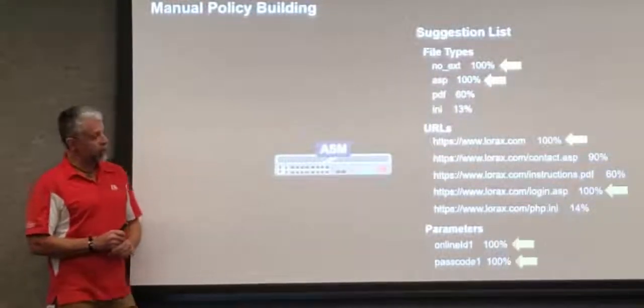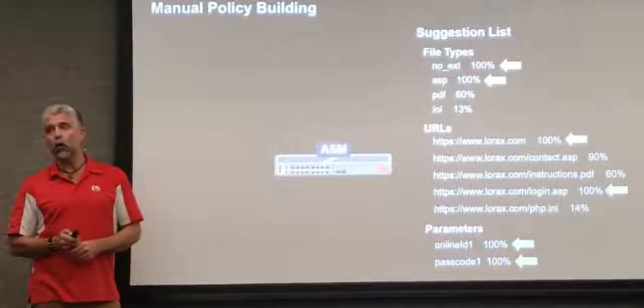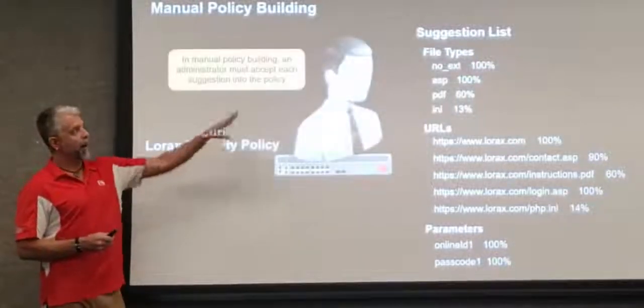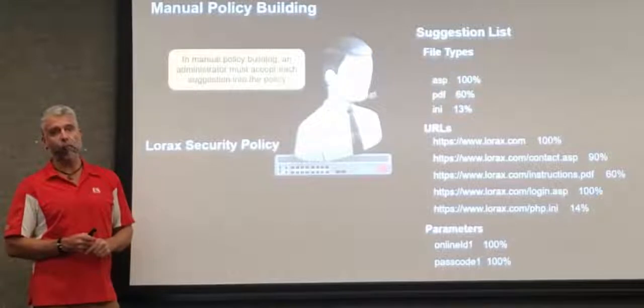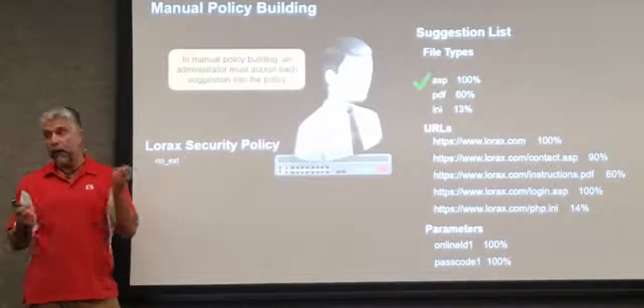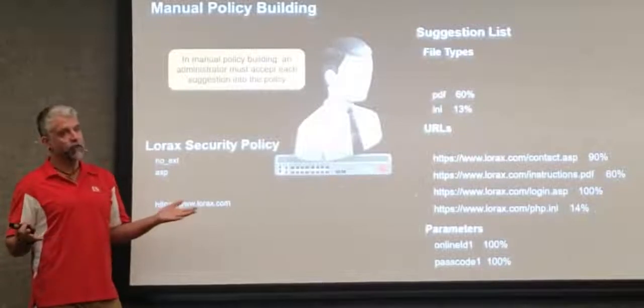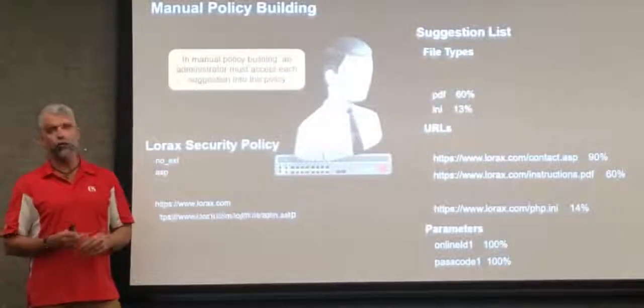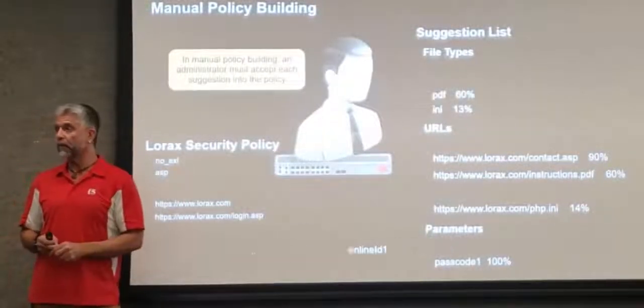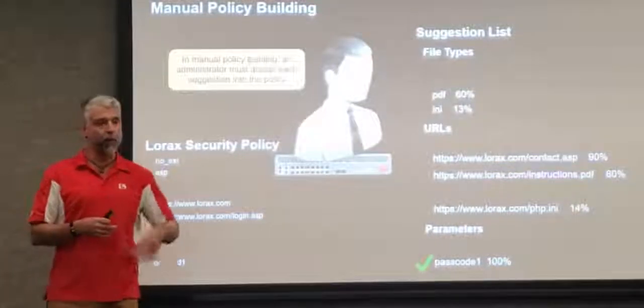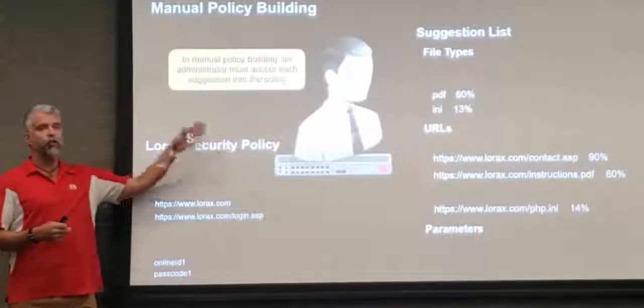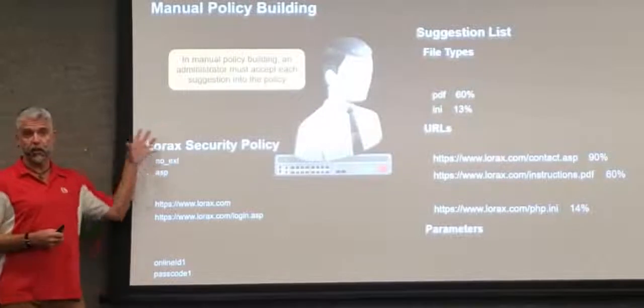So I can take a look at those, and in manual mode, as you just did in your last exercise, an administrator, somebody, has to go and select those learning entries and choose to accept them. Click on that blue button. Accept them into the policy, thus creating my positive security model.